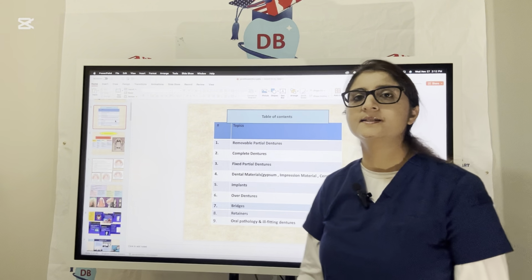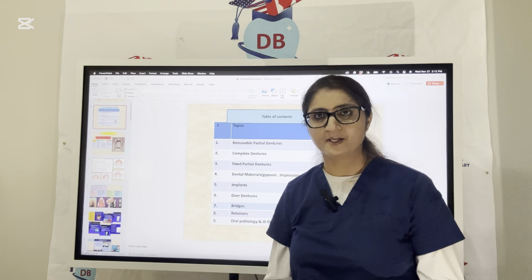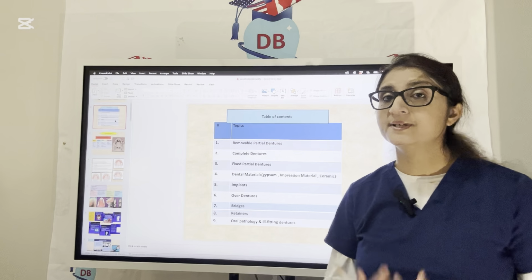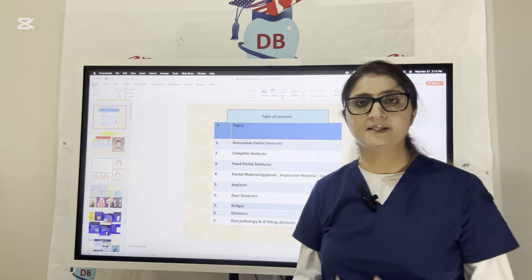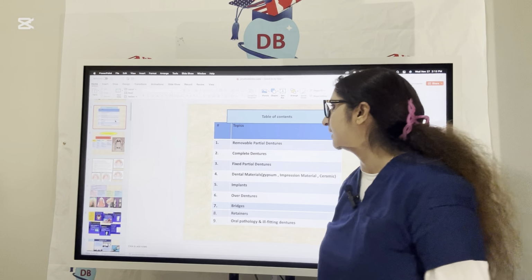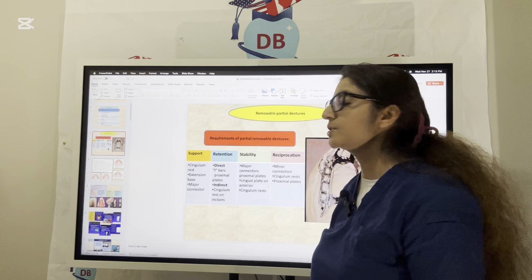Whenever we discuss the partial denture, first of all, we should know the definition of partial denture. Partial dentures are prostheses that are meant to replace the missing teeth of the patient. It's the simplest definition we have. If the patient has the ability to remove the denture himself or herself, then it is a removable denture. But the fixed denture cannot be removed by the patient, only by the dentist or the clinician.